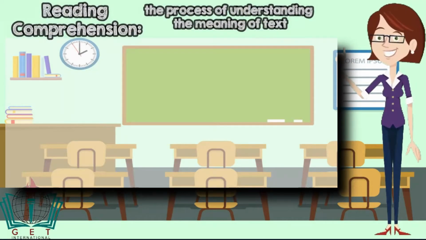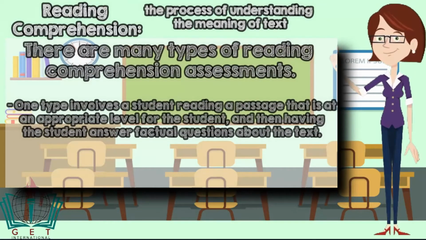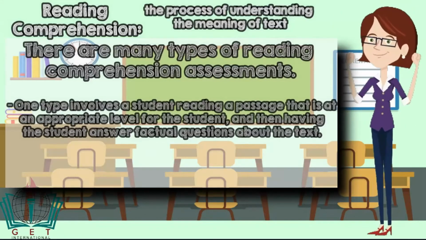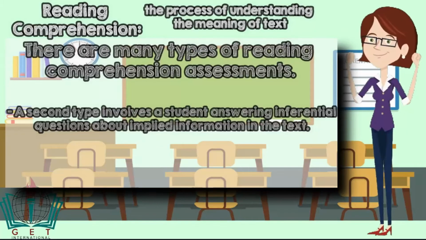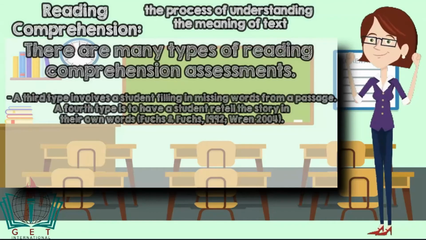Reading comprehension, the process of understanding the meaning of text. There are many types of reading comprehension assessments. One type involves a student reading a passage that is at an appropriate level for the student, and then having the student answer factual questions about the text. A second type involves a student answering inferential questions about implied information in the text. A third type involves a student filling in missing words from a passage. A fourth type is to have a student retell the story in their own words. Fuchs and Fuchs, 1992, Wren, 2004.